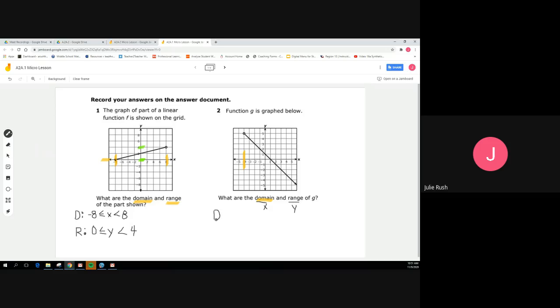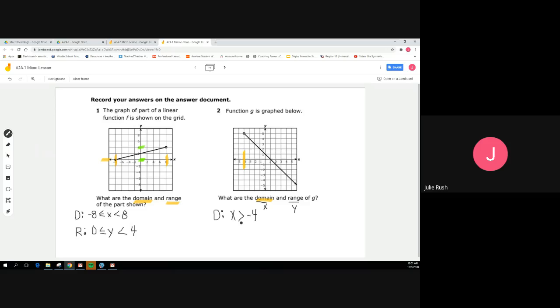So our domain, we're going to start with x because this is an inequality statement. And so x is doing something. My x values are doing something. Well, my x values are starting at -4, and they are moving to the right, and they are getting bigger than -4.